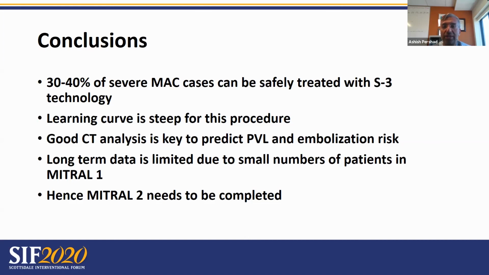More data will be obtained in studies like the Medtronic and the Tendyne platforms for severe MAC patients. But we're also embarking on MITRAL 2, which is the SAPIEN 3 transseptal platform for severe valve and MAC. Hence, we need to focus our attention and try to enroll patients in these clinical trials so we can get more information and serve our patients better.